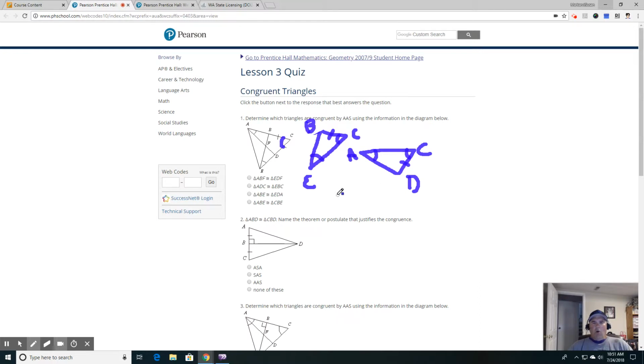So now order matters between the triangles, but it doesn't matter which way you go. So I could go ECB is congruent to ACD. So the order matters on which triangles match up, but it doesn't matter which letter you start with. So like if I want to start with B, then I would have to start with D.